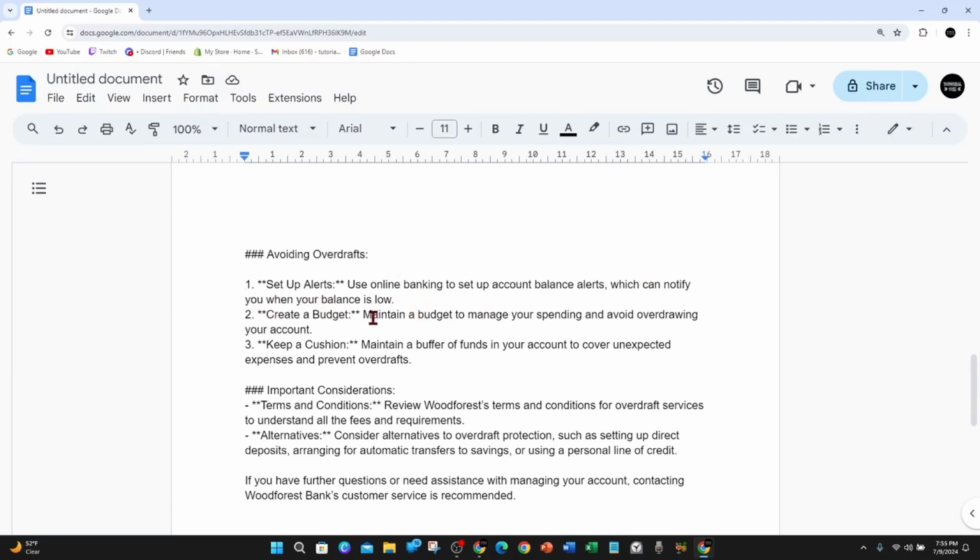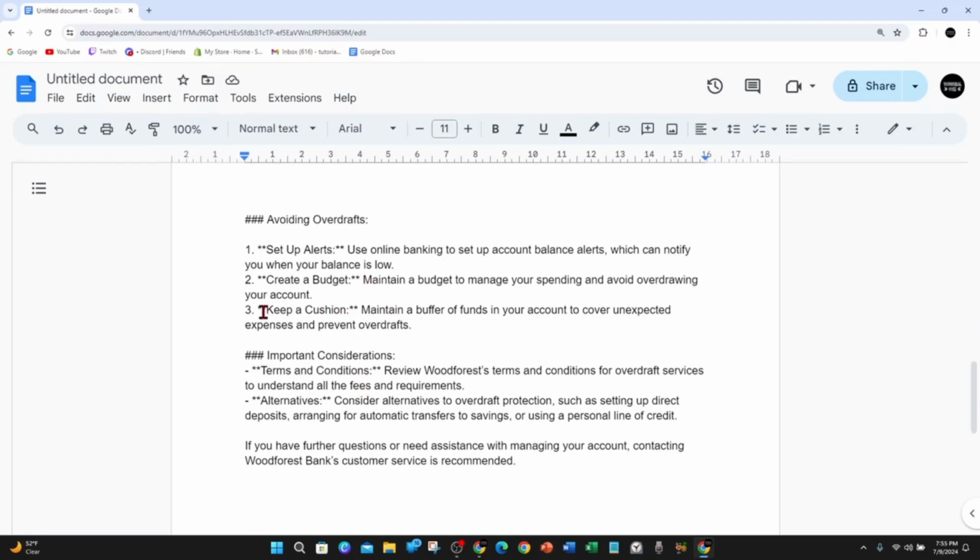Number 2 here, create a budget. So maintain a budget to manage your spending and avoid overdrawing your account, and keep a cushion. So maintain a buffer of funds in your account to cover unexpected expenses.